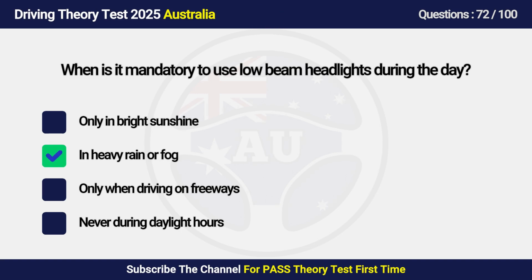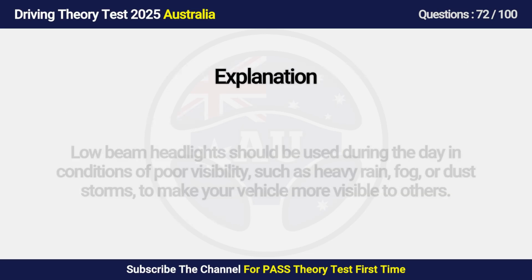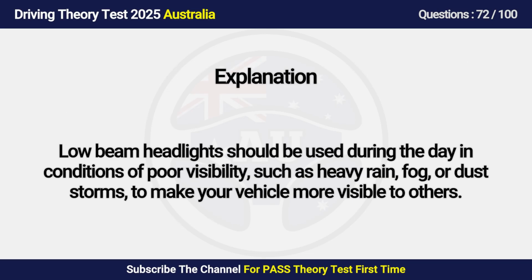Answer is B. In heavy rain or fog. Low-beam headlights should be used during the day in conditions of poor visibility, such as heavy rain, fog, or dust storms, to make your vehicle more visible to others.